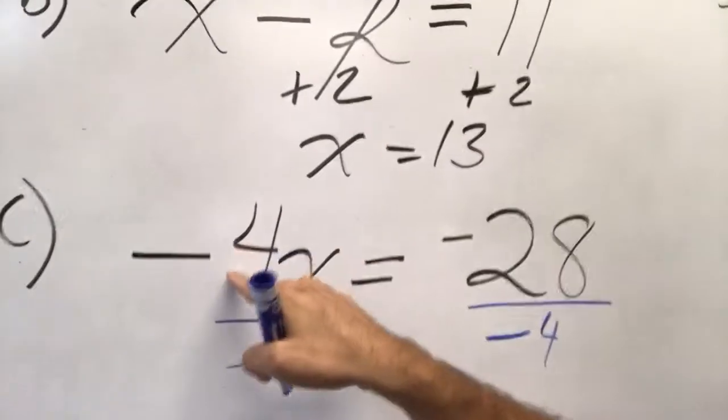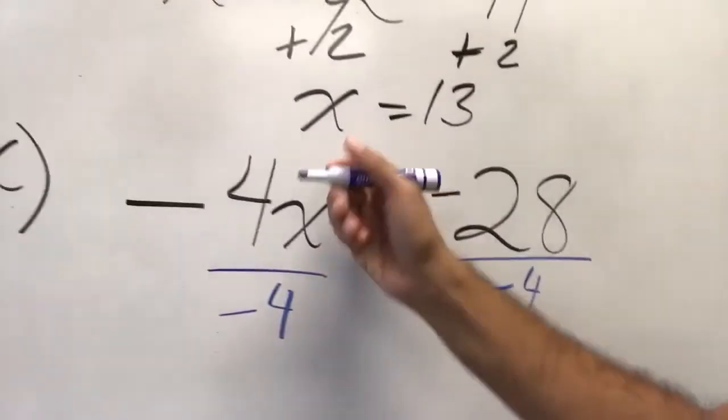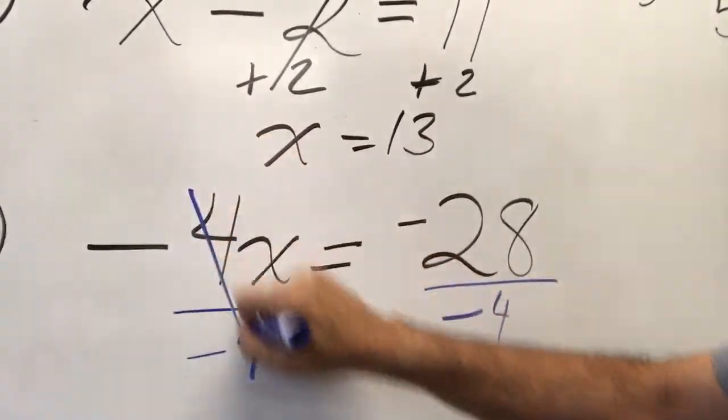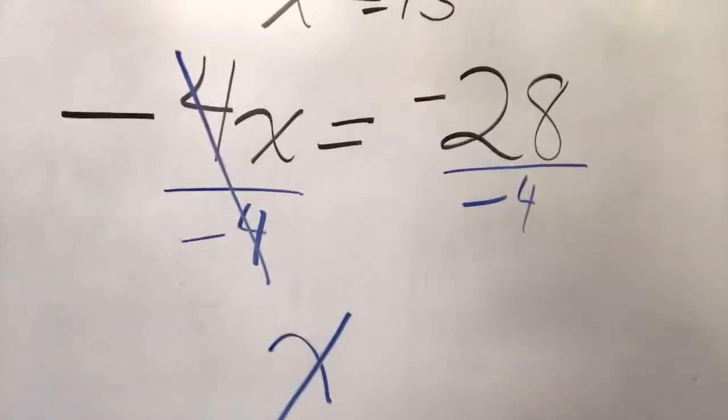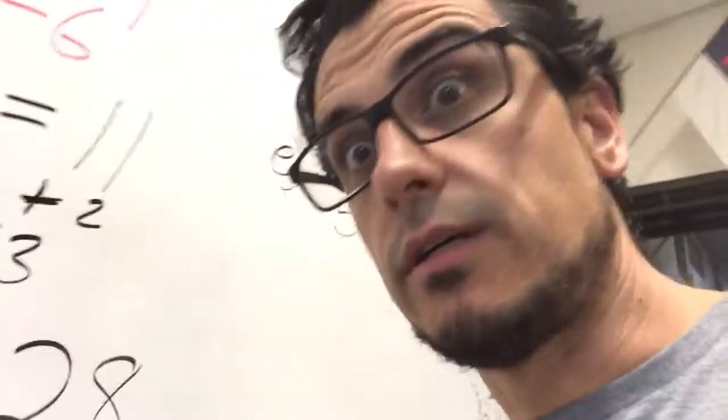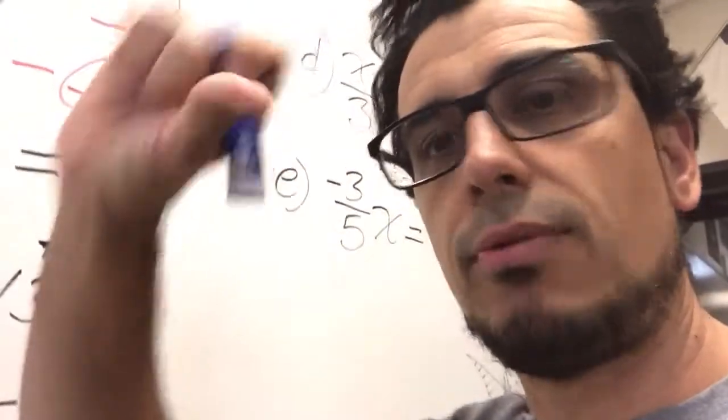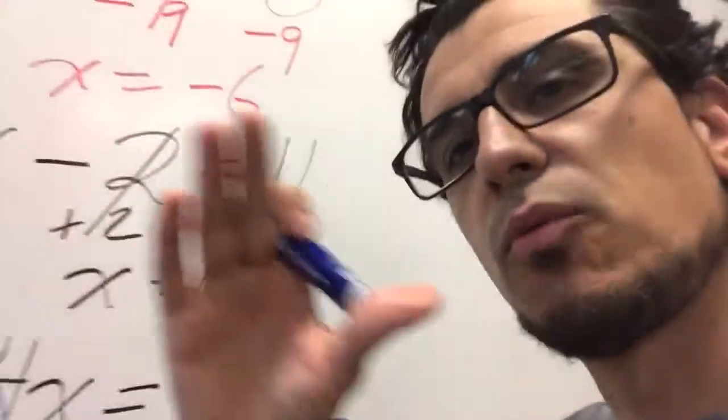Negative 4 divided by negative 4, these two cancel out and become 1. So I have 1x here now. These two cancel out. They don't become 0, because then it'll be 0 times x. That's not what we want to do. They cancel out to be 1.